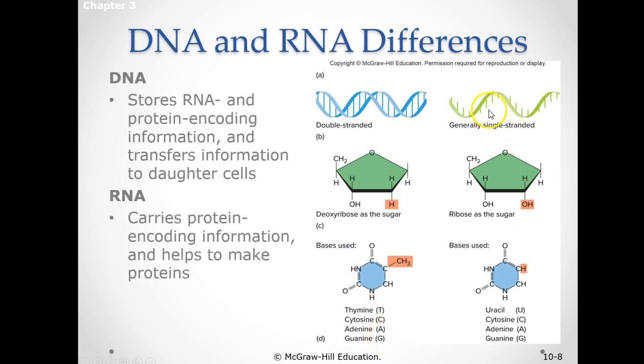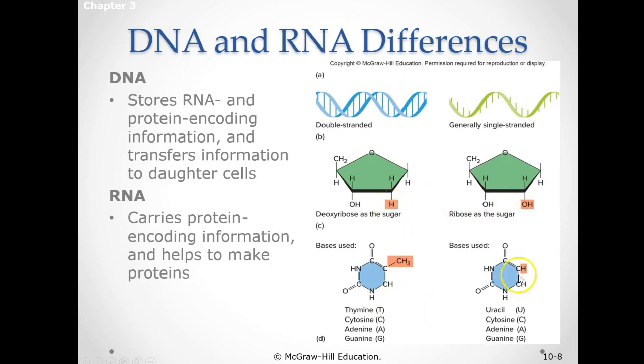RNA is different. It's only a single-stranded molecule. We only need one copy of that information. We don't need a double-sided copy. We just need a single-sided copy, so we only have one strand. It uses a different sugar, which is ribose. So if you're looking at the two sugars, the difference is right here. Ribose has an oxygen here, and deoxyribose does not.